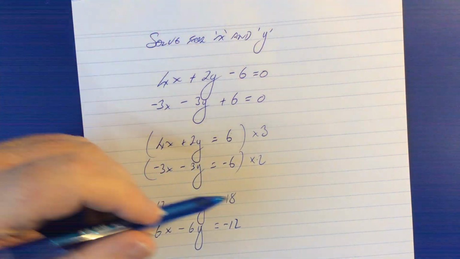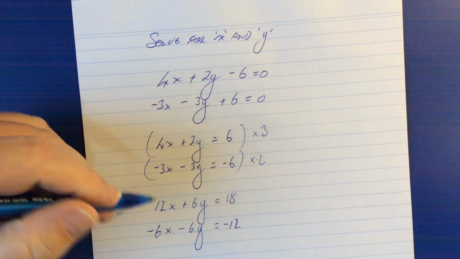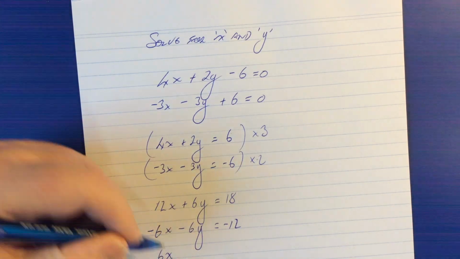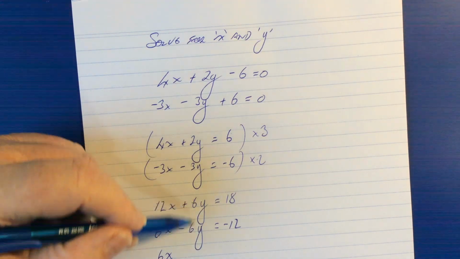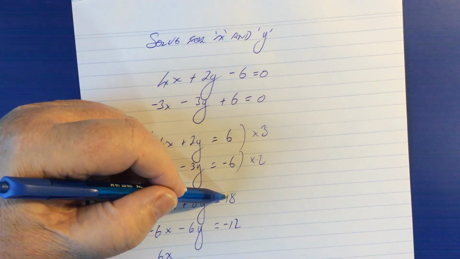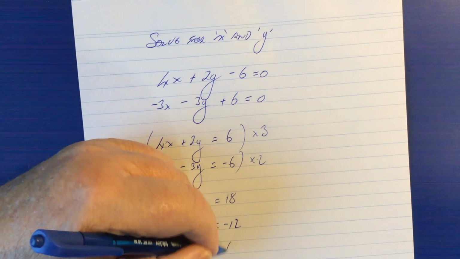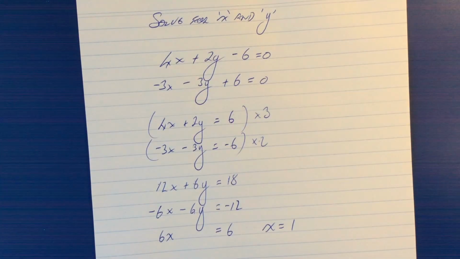And all we have to do now is add the bottom row to the top row. So 12x plus negative 6x gives me 6x. Negative 6y plus 6y gives me nothing. It disappears. 18 plus negative 12 is the same as 18 minus 12, which is 6. X, therefore, is equal to 1. And that's x found.